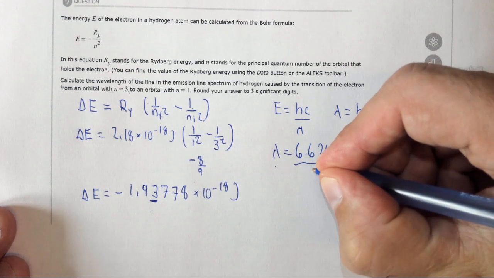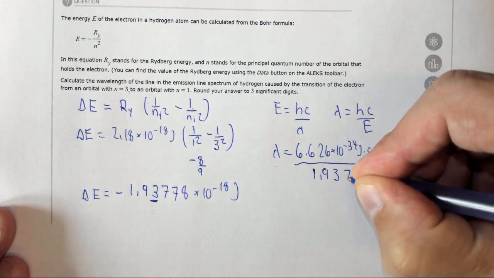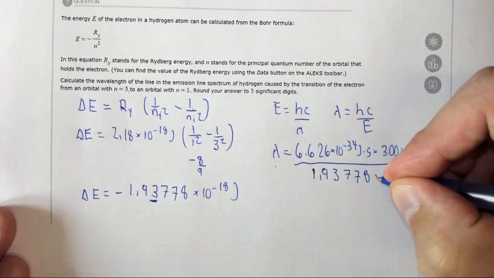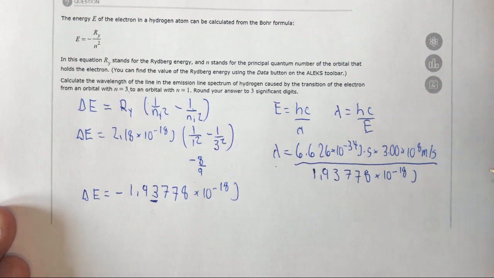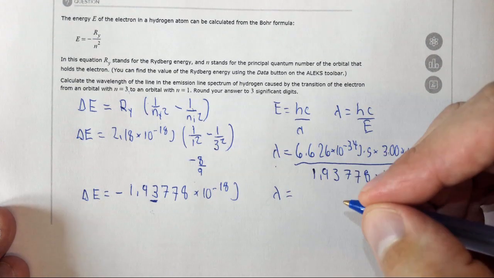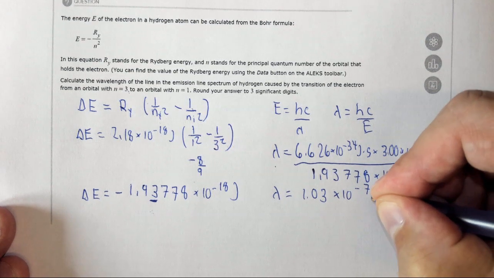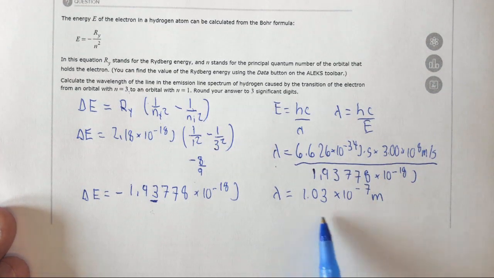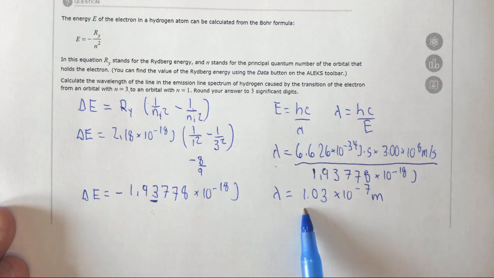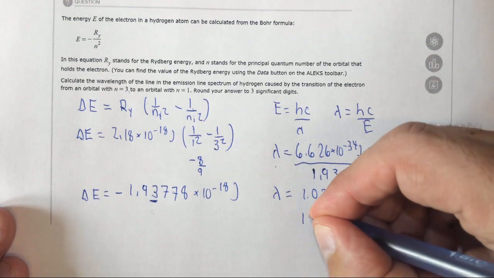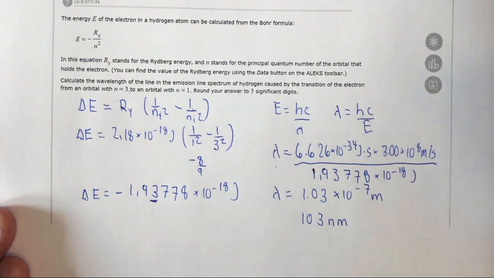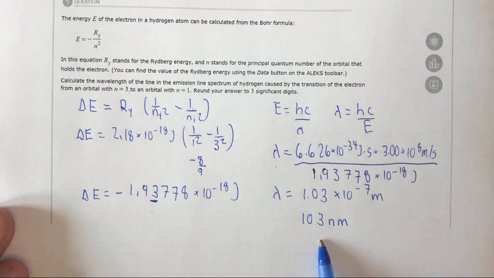So we plug this in as a positive number, which is 1.93778 times 10 to the minus 18 joules. In this case, we find that lambda equals 1.03 times 10 to the minus 7 meters. However, it often likes the answers to be in nanometers, and in fact you would speak about this wavelength in nanometers, so you could multiply this by 1 times 10 to the 9, 1 billion, and you would find that it's 103 nanometers. So 103 nanometers is the wavelength of this light. That is ultraviolet light.